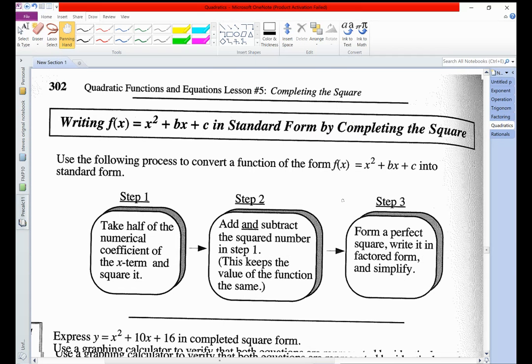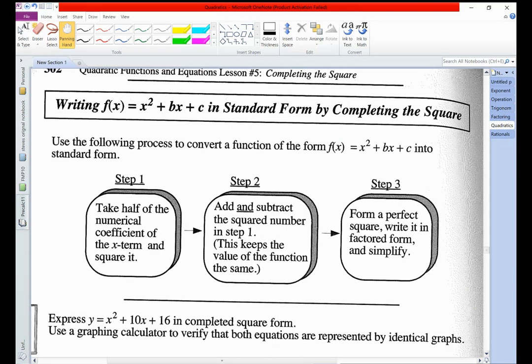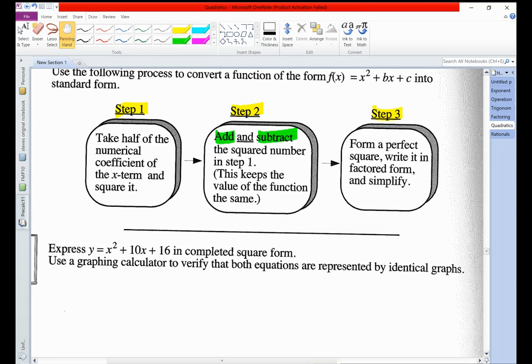So we're going to start by writing a trinomial in standard form by completing the square. They actually have some really nice steps here for you. Step 1 is to take half of the numerical coefficient of the x term and square it, and then add and subtract the squared number from step 1. So you have to add and subtract, and I'll show you what I mean by that in the example. And then you form a perfect square, so you can write it in factored form. So I'll show you what I mean.